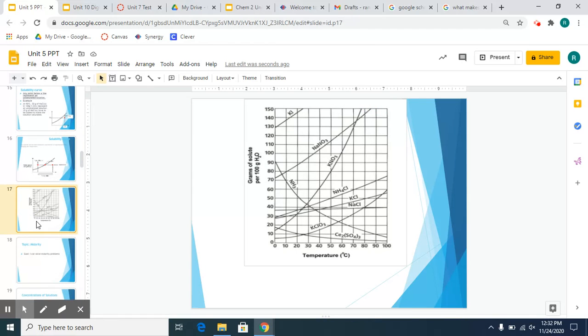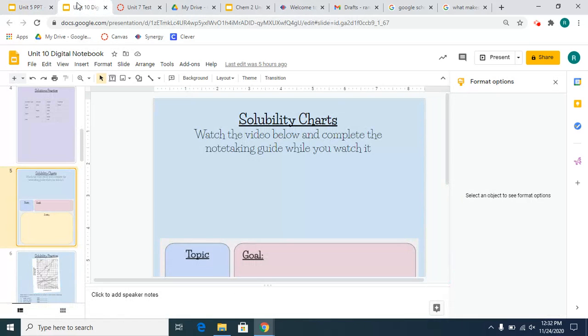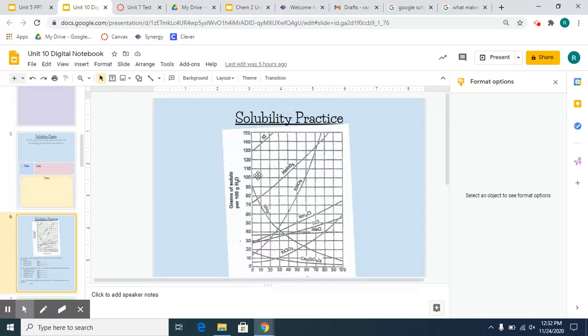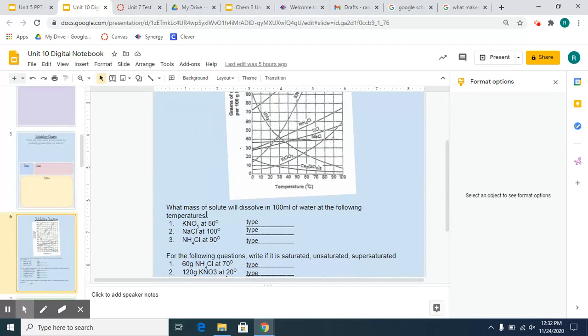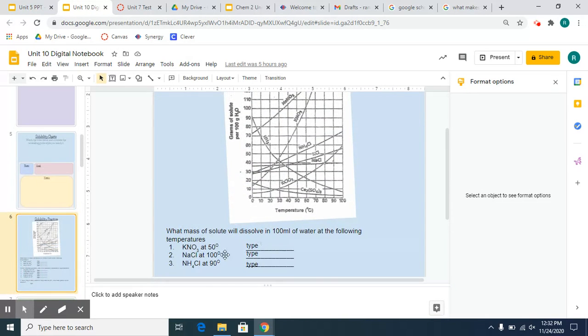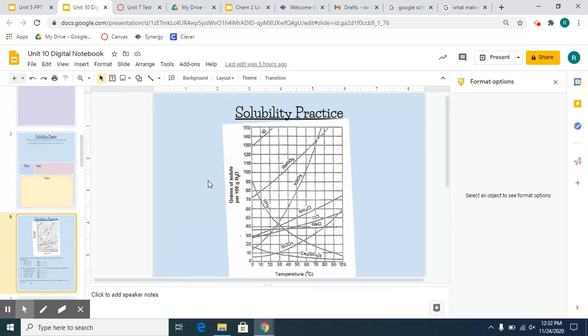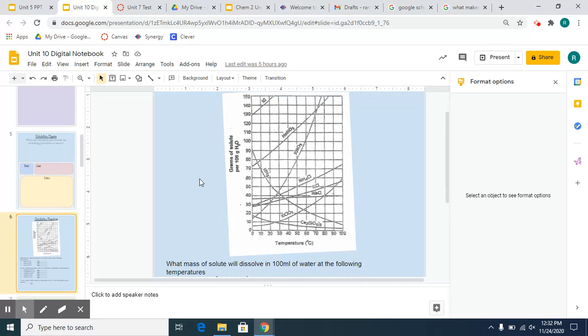So here is a chart. This chart is just like what's on your practice page. You notice there's lots of lines. Well, in your questions, let's look at number 1. What mass of solute will dissolve in 100 milliliters of water at the following temperatures? So like this one, you're talking about KNO3. So you find KNO3, which is this line right here. You only focus on the line for this question.